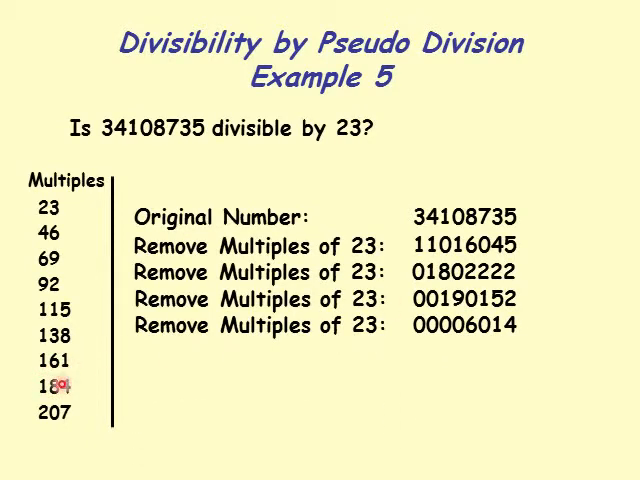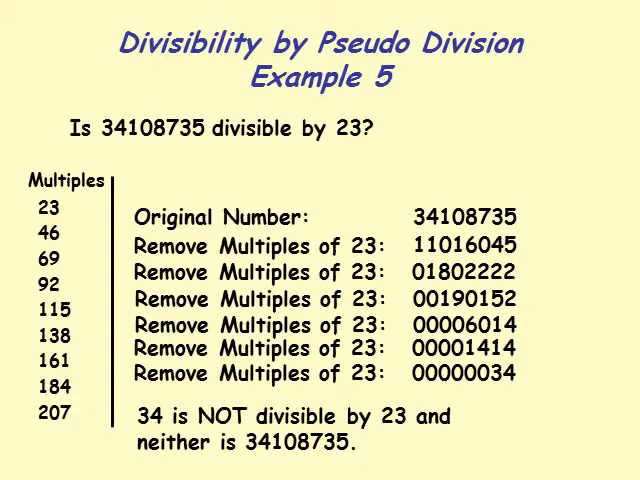Let's continue here. From 190 I take away 184, leave a 6 here. From 152 I take away 138, leave a 14 here. From 60 I take away 46, leave 14 here. Then 14 still here. From 141 I take away 138, so leave a 3 here. So got 34 in the end.